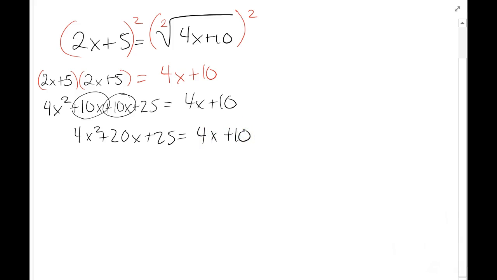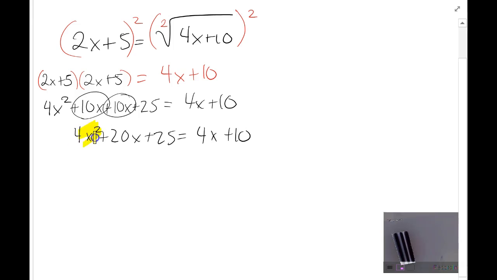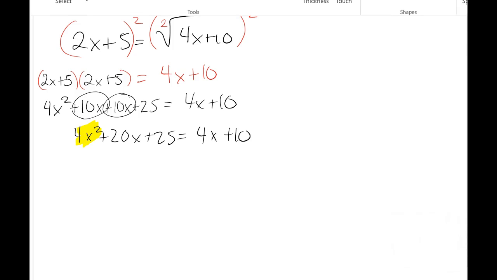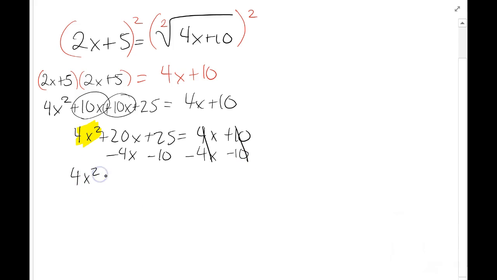Okay, now, again, recognize the fact that I have an x squared term in here, this 4x squared. So if I have a 4x squared in there, then I need to get everything to that side. Okay, so that means that this 4x needs to go. So I need to subtract 4x here, and this 10 needs to go. So I need to subtract 10 here. So then that means I'll subtract that 4x here, the 10 here. These will cancel out. Now I'll have 20x minus 4x is 16x. And then 25 minus 10, well, that will be 15.